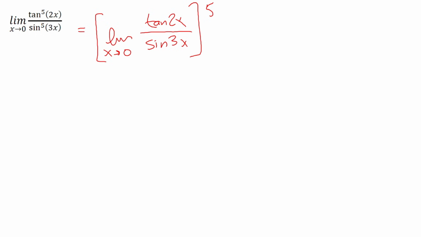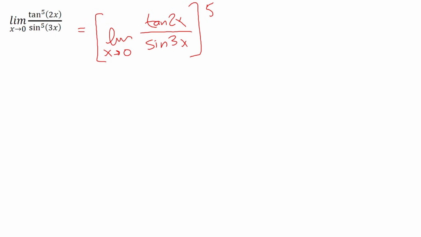For our next one here, we've got a limit as x approaches 0 of the tangent to the 5th of 2x over the sine to the 5th of 2x. Well, everything inside this limit is being raised to the 5th power. So I'm going to just pull that 5th power outside of everything. And now all I have to do is worry about evaluating that limit that's on the inside here.